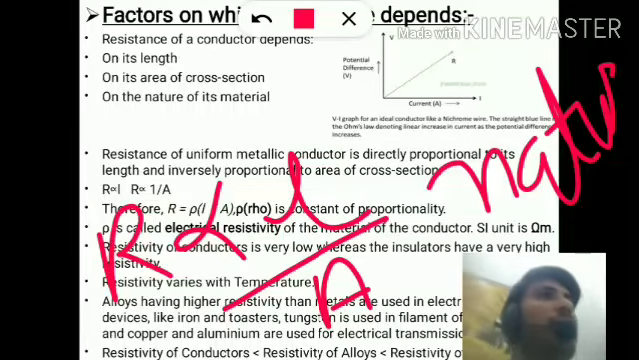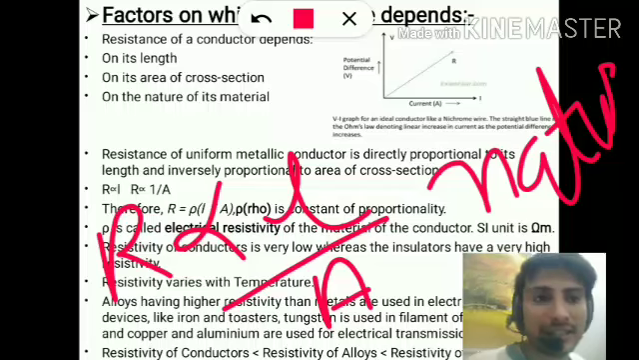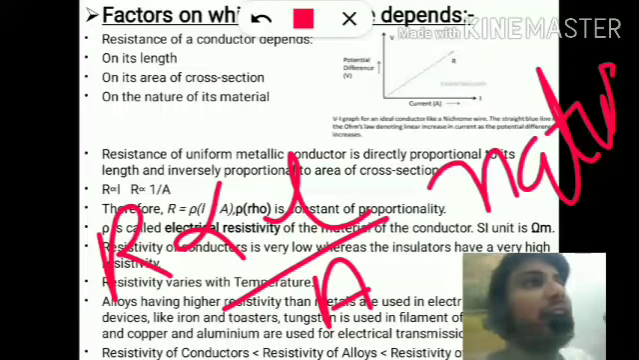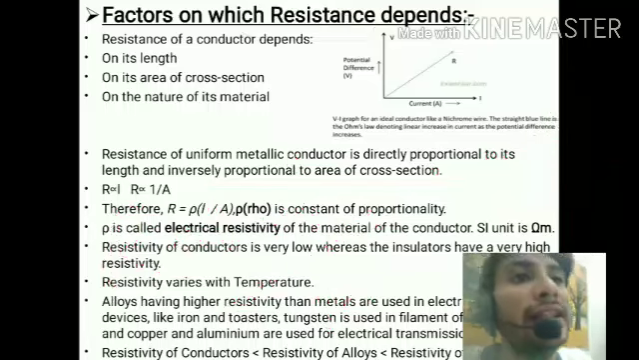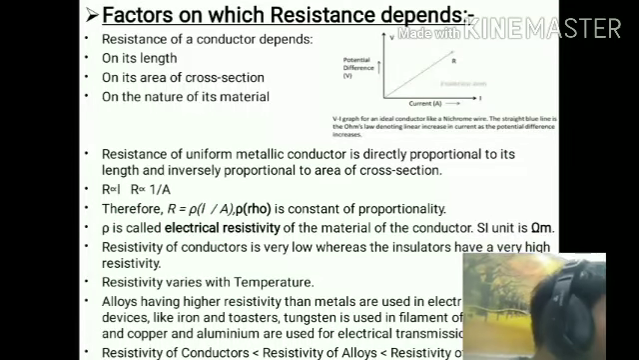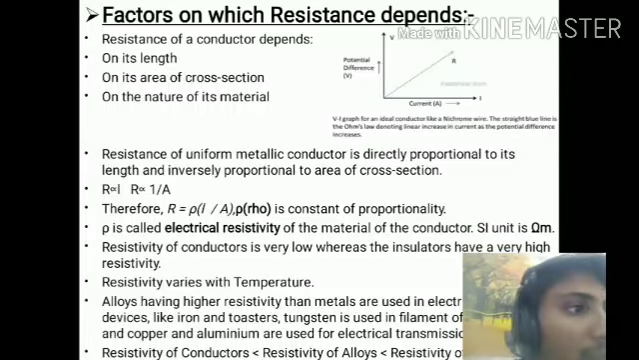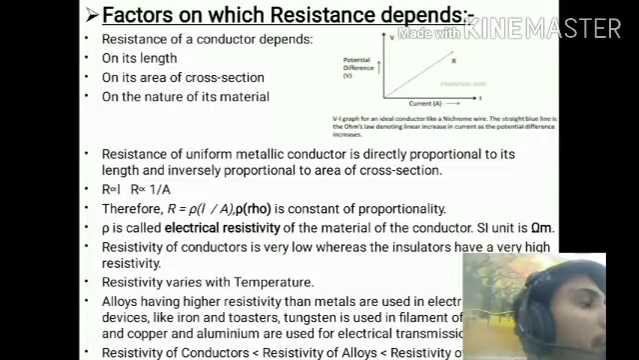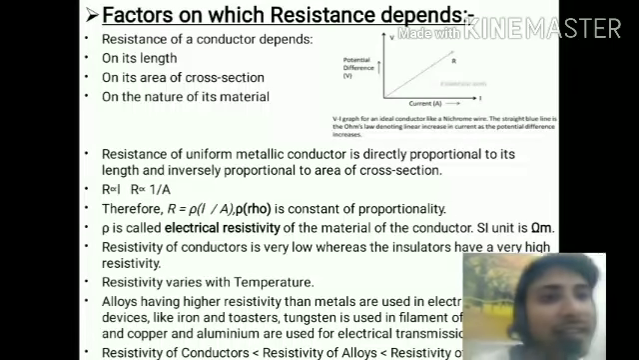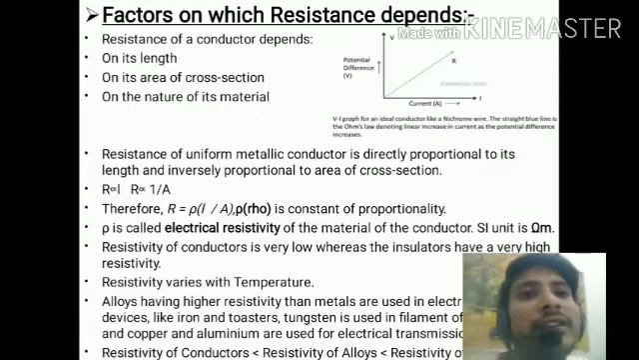Okay, length. When the length increases, the resistance increases. When the area of cross section decreases, then the resistance increases. Means resistance is directly proportional to length, and resistance is inversely proportional to area of cross section. Means a thin wire has a high resistance, but a thick wire has a low resistance. When the length increases, a long wire has a high resistance, but a short wire has a low resistance.